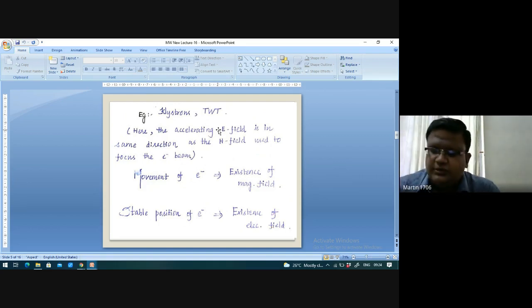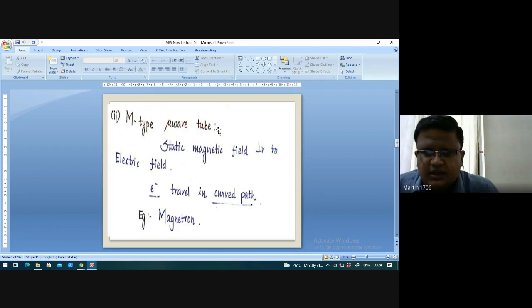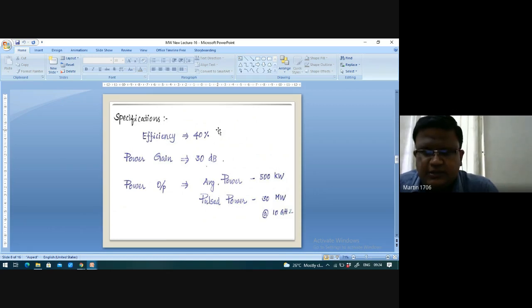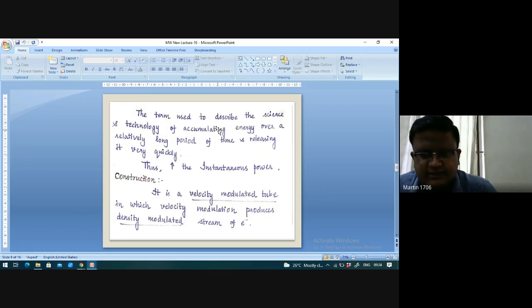Maybe in physics you have studied this. Another one is called the M-type device. In the M-type device, the magnetic field is perpendicular to the electric field, where the field will be in a circular manner. Examples are cyclotron and magnetron. Okay, so let me go with the two cavity klystron amplifier. This one also I have explained, and the specification also, in the last class.